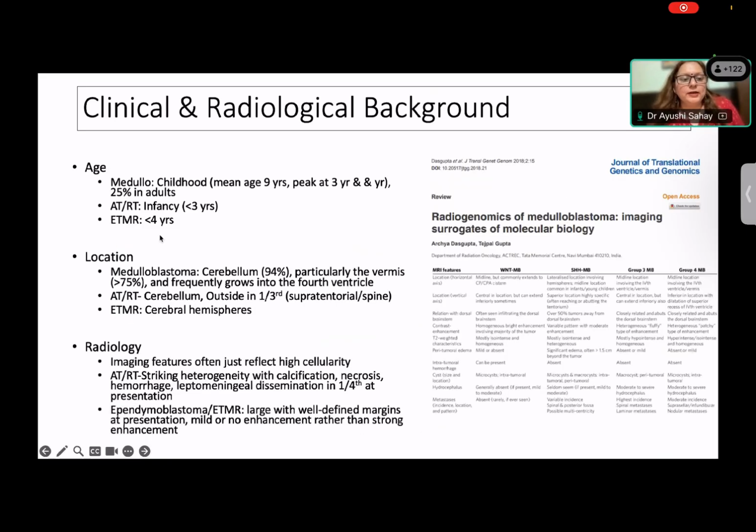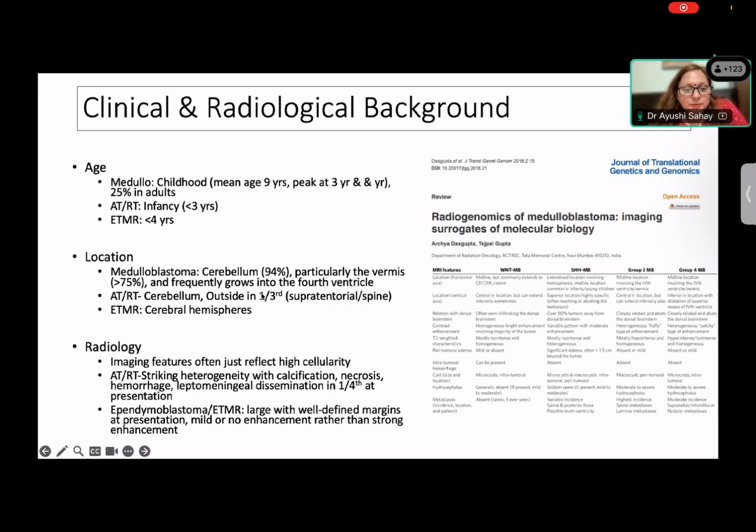As I said, you have to know that most of these tumors, like medulloblastoma, occur in young age, but different subtypes of medulloblastoma can peak at different ages, and you can even have around 25% of them in adults. ATRT is usually a tumor of infancy, in less than 3 years, similar for ETMR, embryonal tumor with multi-layered rosettes. Also, by location, medulloblastoma is a tumor of the posterior fossa, and most of it is in the cerebellum and to some extent in the fourth ventricle.